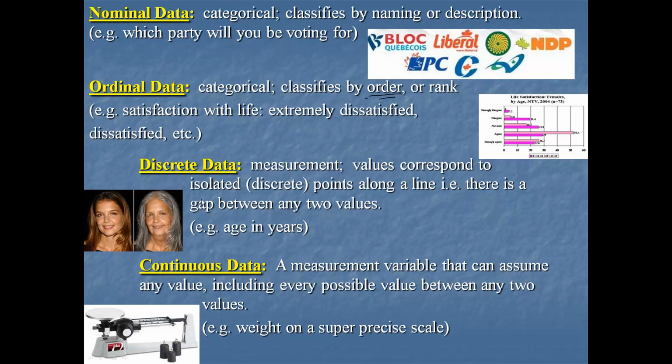Discrete data and continuous data are subtypes of measurement variables. And discrete data, which most things are, things like age. So you're either 7 or 14 or 17 or 34 or 51. Continuous data is something that's measured at a much more precise level.